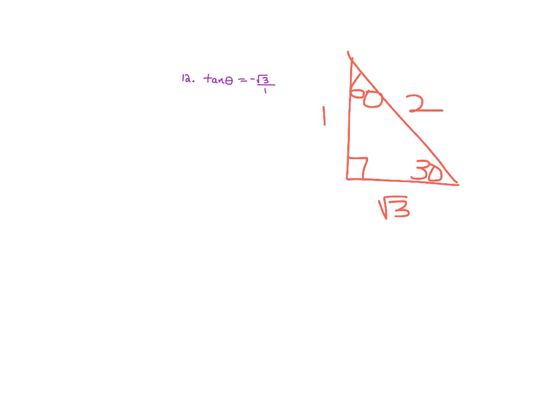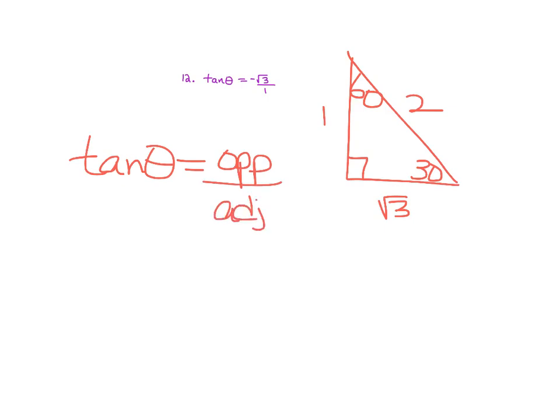So again, here I need to identify what tangent is. And tangent is opposite over adjacent. So I need to figure out which angle has square root 3 as its opposite, and which one has the 1 that's adjacent. So if I label this, I can see that the opposite of 60 is root 3, and its adjacent is 1. So this is why I'm going to be using the 60 and not the 30.